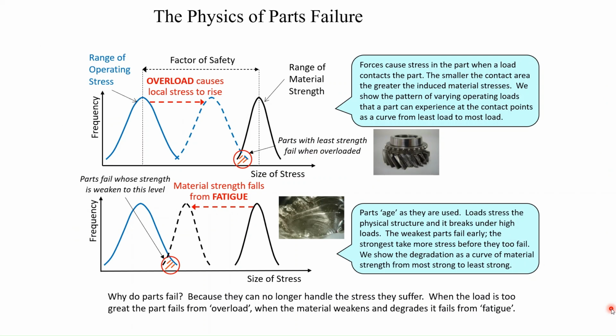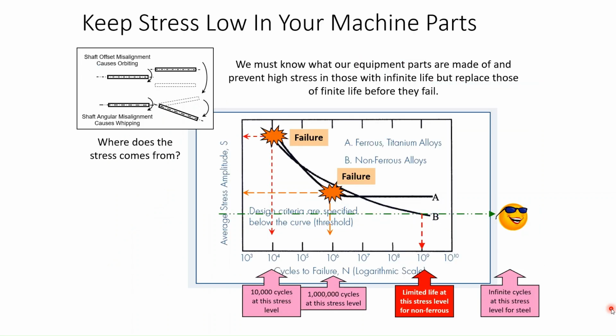Why do parts fail? Because they can no longer handle the stress they suffer. When the load is too great, the part fails from overload. When the material weakens and degrades, it fails from fatigue. Keep stress low in your machine parts. We must know what our equipment parts are made of and prevent high stress in those with infinite life, but replace those of finite life before they fail.